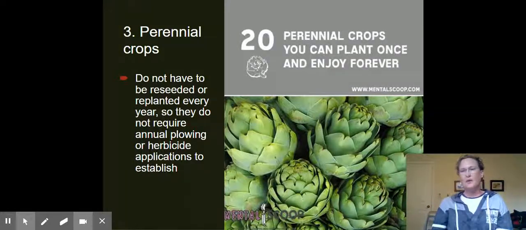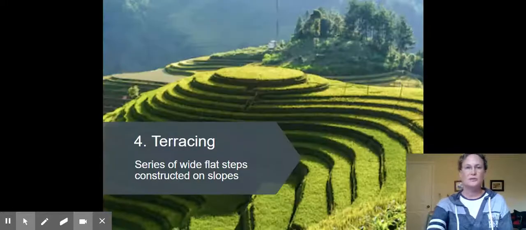The next one is perennial crops. So you don't have to reseed and replant every year. They don't require annual plowing or herbicide applications to establish them. So as often as possible, perennial crops are a good bet for sustainable agriculture.